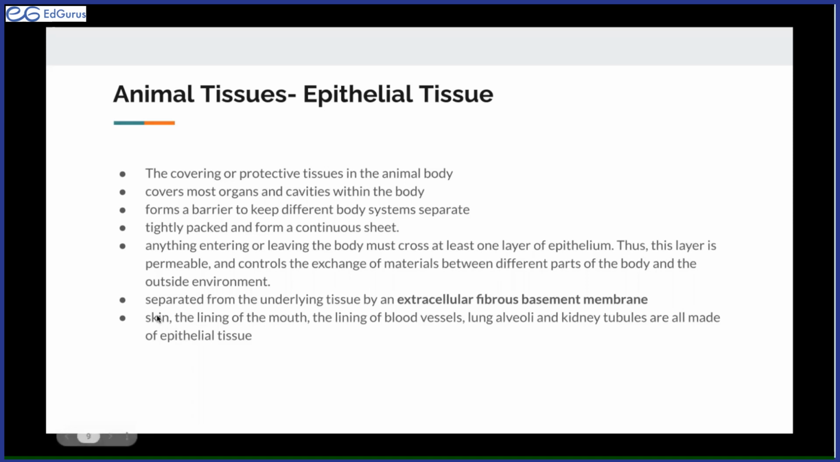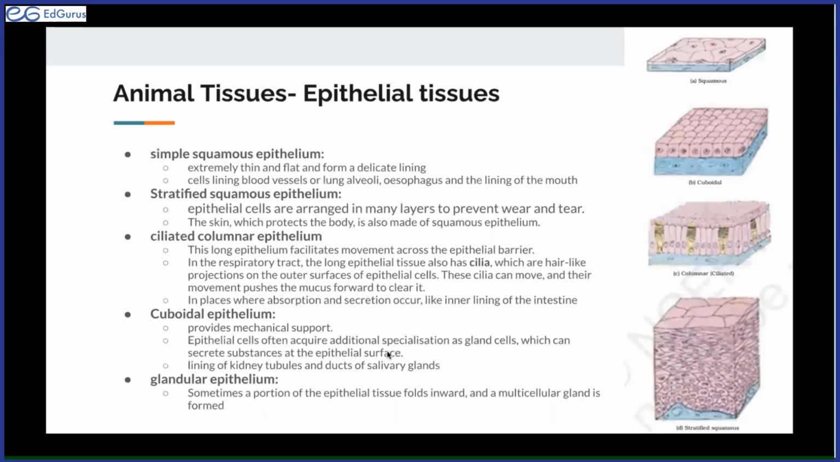So examples would be the skin, the lining of the mouth, the lining of the blood vessels, lung alveoli, kidney tubules. All of these are examples of epithelial tissue. Okay? Now, there are 5 different types of epithelial tissues. Actually, 4. Glandular epithelium is not really a type, so there are 4 different types of epithelial tissue.